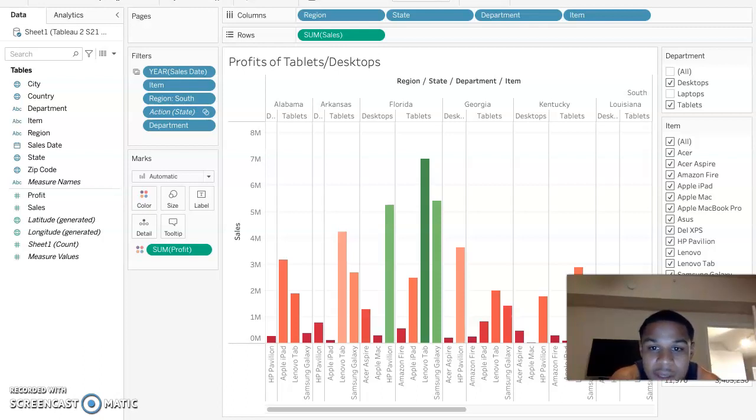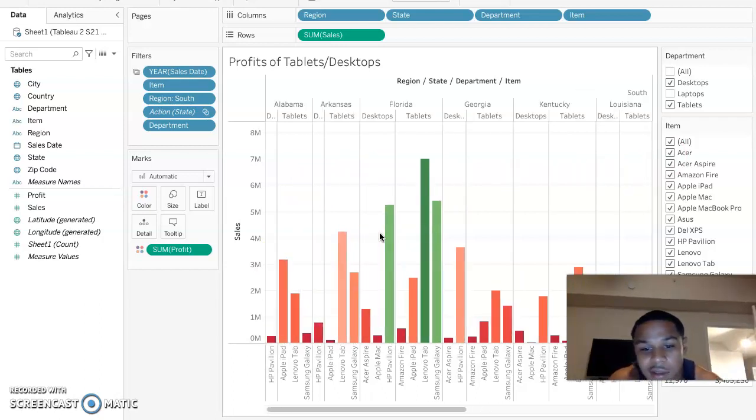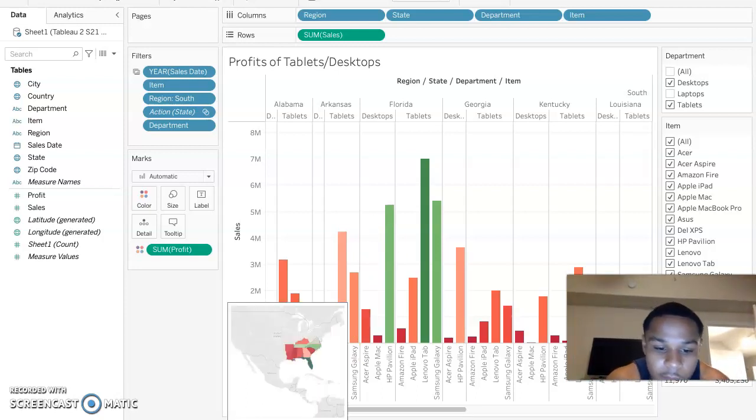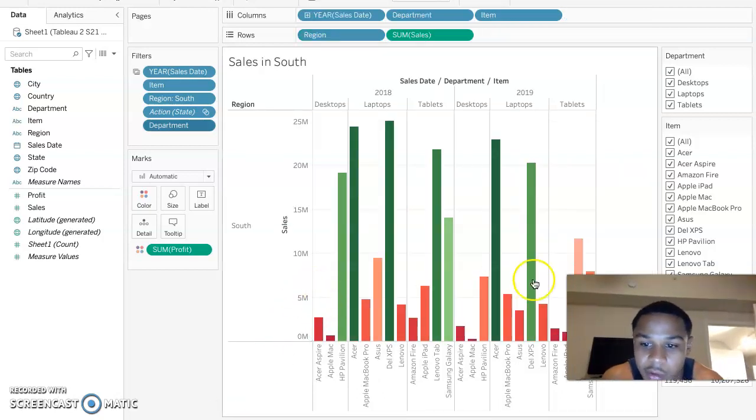Then we go over to the fourth worksheet, which is the profits and sales of each state, desktop and tablets, sales and profits of the southern region. The reason for this one was because I had an inclination that each poor performing state had a problem with desktops and laptops, because if we remember from the second worksheet, those were the two areas that decreased the most from 2018 to 2019.